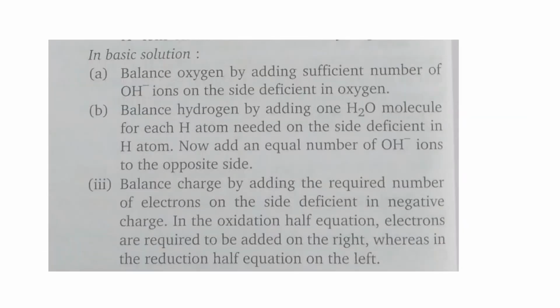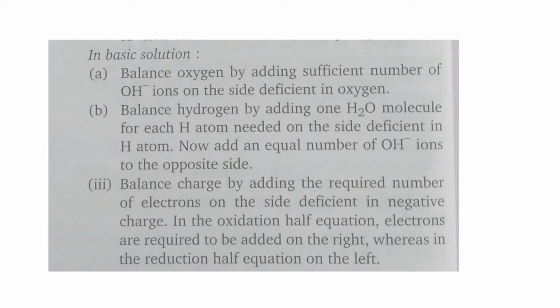Now in basic solution, balance oxygen by adding sufficient number of OH minus ion on the side deficient in oxygen. Next, balance hydrogen by adding one H2O molecule for each hydrogen atom needed on the side deficient in hydrogen atom. Now add an equal number of OH minus ion to the opposite side. Same as we were doing for the oxidation number method.